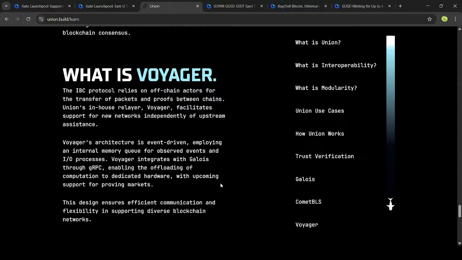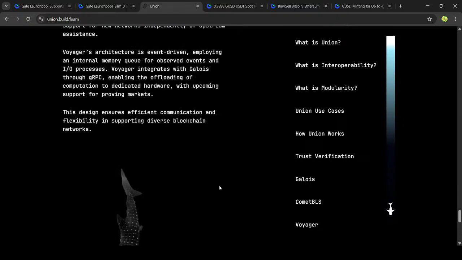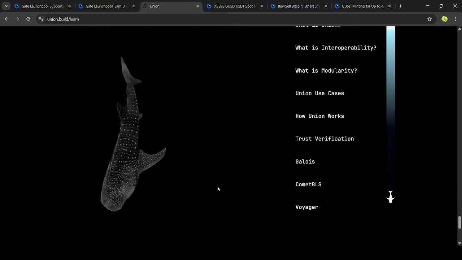So the Voyager architecture is event-driven, employing an internal memory to observe and process events. Voyager integrates with gRPC, enabling offloading of the computing on dedicated hardware with upcoming support. So this design ensures efficient communication and flexibility in supporting diverse blockchain networks.